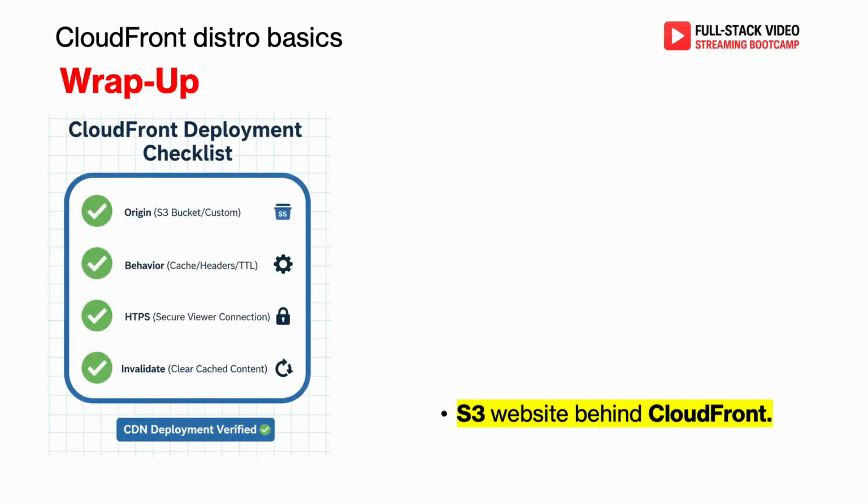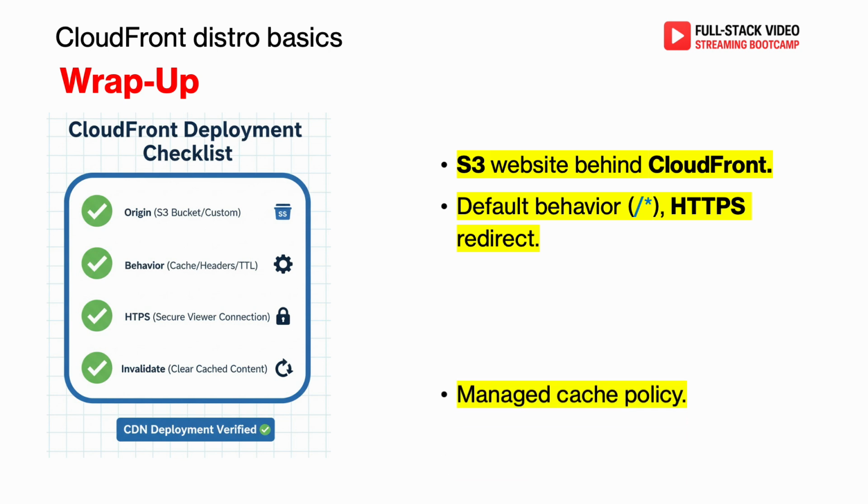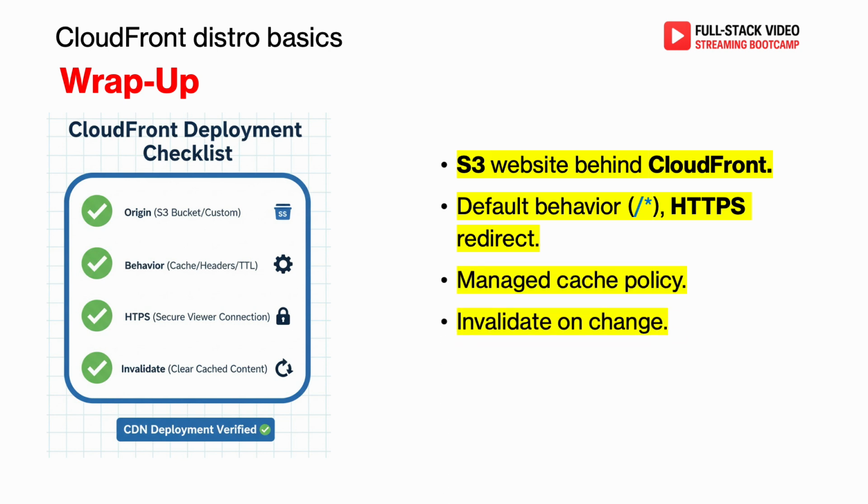So the foundation is set. S3 website in the back, CloudFront in front, HTTPS enforced, and caching handled. Yep. And with invalidations, you stay in control when content updates. Next step is tightening security with OAC and moving to a private S3 origin. Right. Once that's in place, we can layer on smarter cache rules and custom error handling.